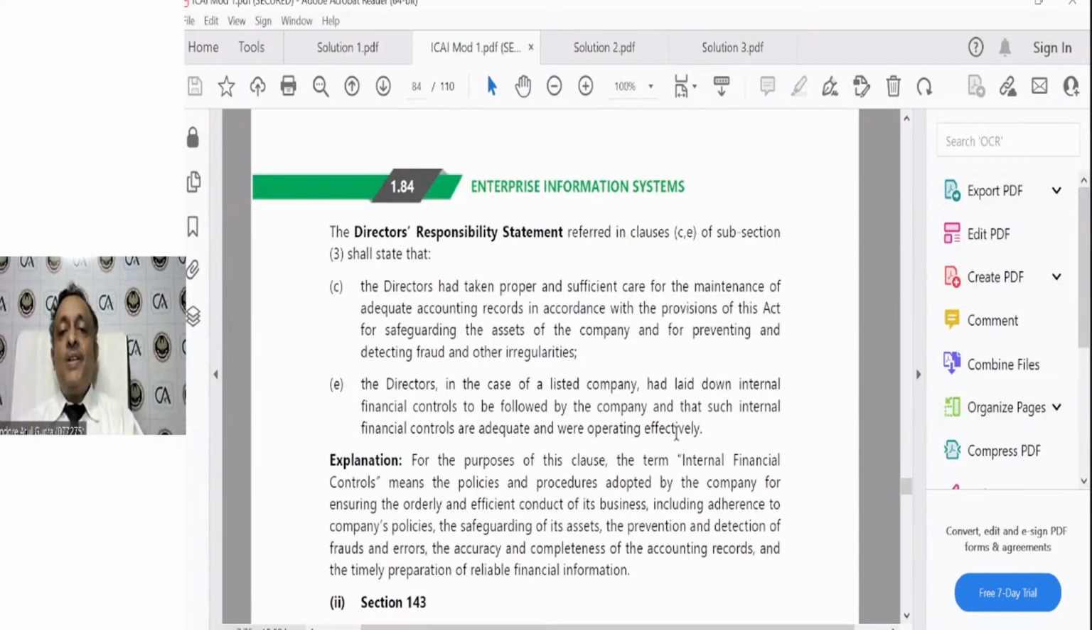The director in case of a listed company has laid down internal financial control to be followed by the company, and that such internal financial controls are adequate and were operating properly. You see, so many examples of that risk. Now you get the intensity of the risk parameter: master risk, risk at master level, risk at transaction level, and in some tables risk of configuration. Please understand, if that risk is there, it is directly affecting the director's responsibility statement. The impact is huge.